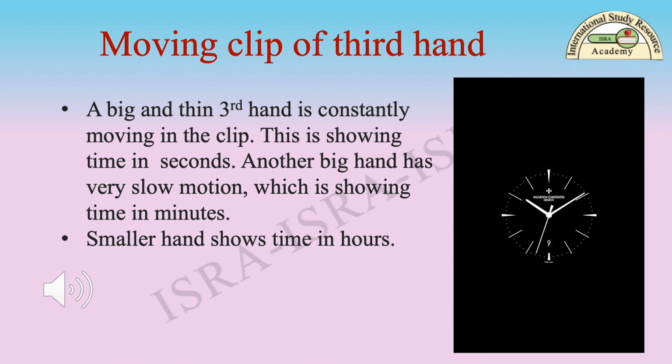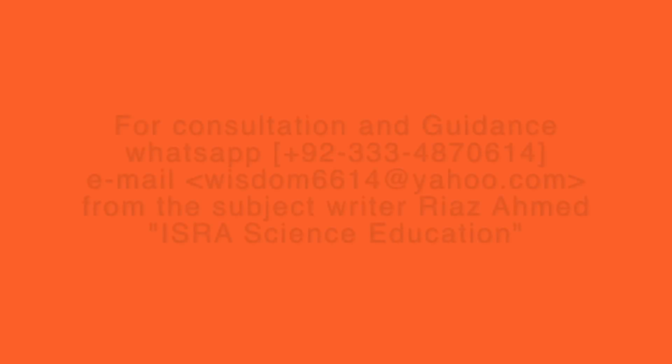Moving clip of third hand. In the analog clock, a big and thin third hand is constantly moving in the clip. This is showing time in seconds. Another big hand has very slow motion, which is showing time in minutes. The smaller hand shows time in hours.